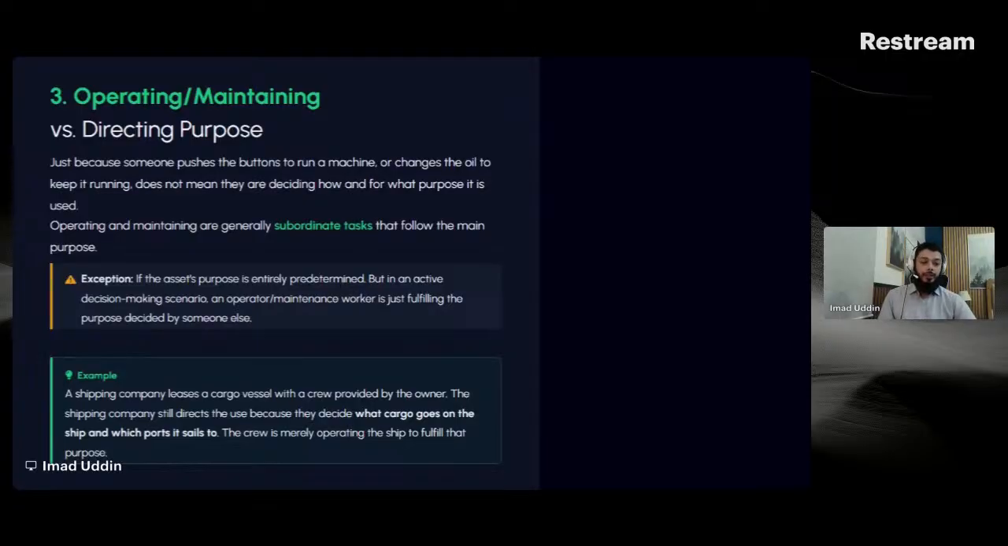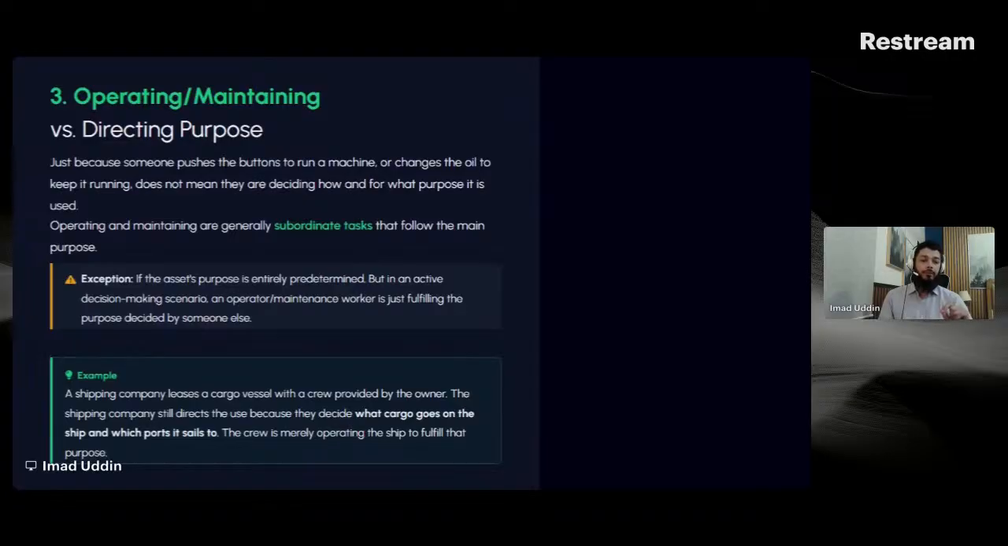On the other hand, if the lessee is operating and maintaining the asset, but the lessor controls it, the lessor can stop it at any time it wants, then the lessee does not have the right to use it. So operating and maintaining are generally subordinate tasks that follow the main purpose. But here's an exception. If the asset's purpose is entirely predetermined, as we talked about, but in an active decision-making scenario, an operator or maintenance worker is just fulfilling the purpose decided by someone else.